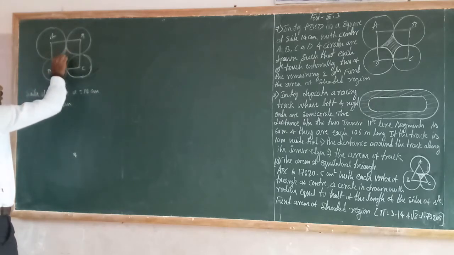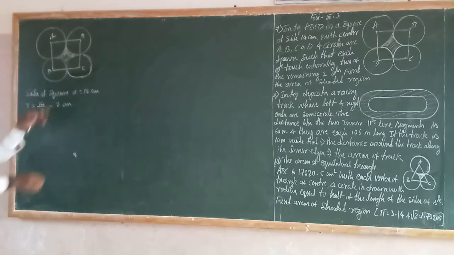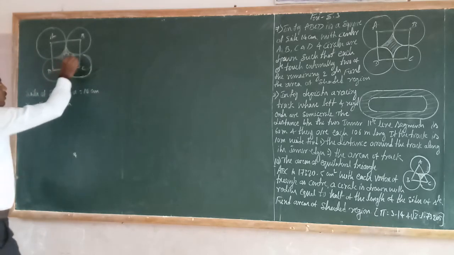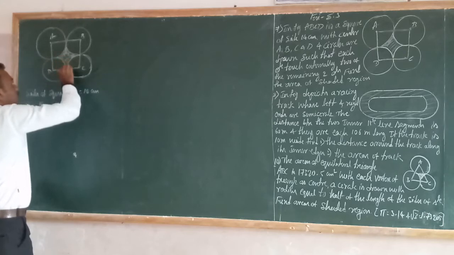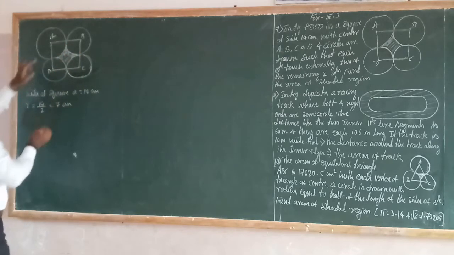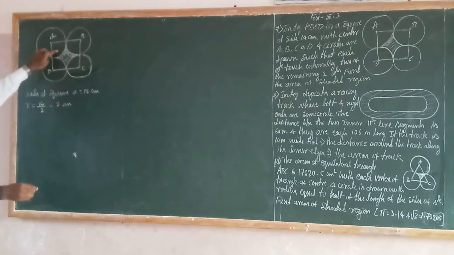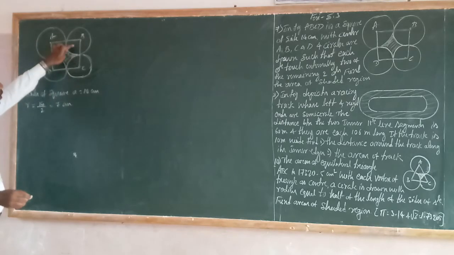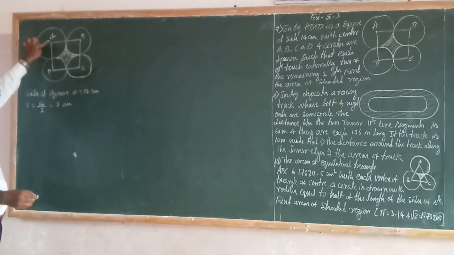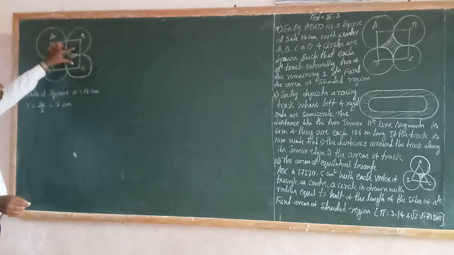We have to calculate the area of the shaded region. So how are you calculating this shaded region? Very simple, students. See, these are quadrants of circles. There are four quadrants of circles. So we first have to find the area of the square. From the area of the square, we have to subtract the four quadrants of the circles. Then we can get the area of the shaded region.